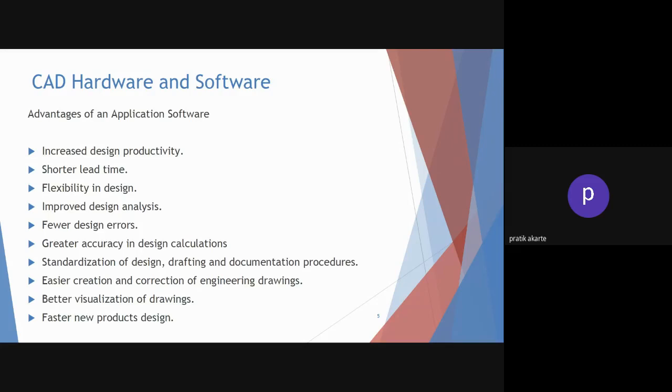Visualization is also easy because we used to draw the isometric view from the orthographic views or vice versa. So visualization with the help of geometric modeling software is very improved, and it has become very easy to visualize the drawings. And faster new product design. So we are taking help of computers and the related application software, so the design of products has improved.